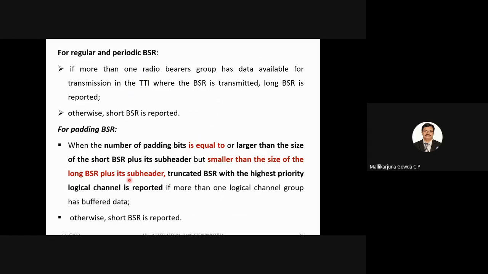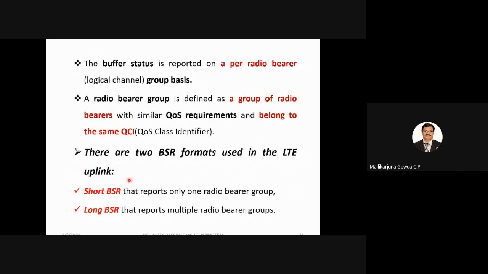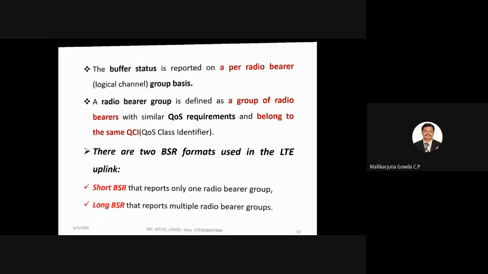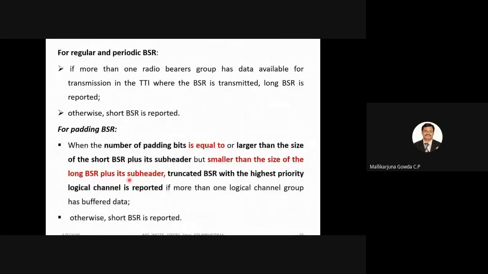So to make it clear, I said there are two BSR formats used in the LTE uplink. One is the short BSR, the second one is the long BSR. The short BSR reports only one radio bearer group, and the long BSR reports multiple radio bearer groups. Before that, I talked about regular, periodic, and padding BSRs. So when do we say it is a regular BSR? When do we say it is a padding BSR? When do we say it is a periodic BSR?